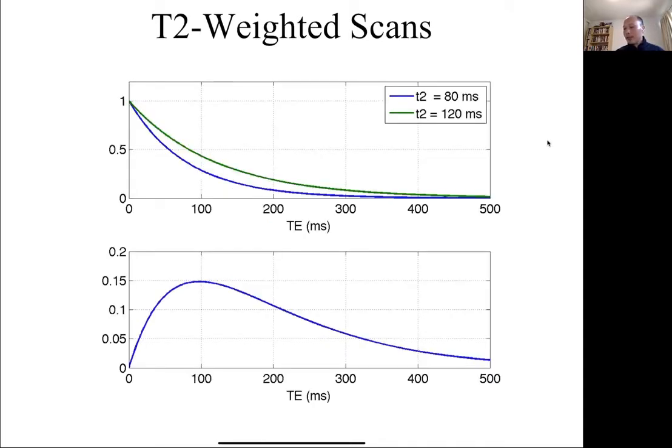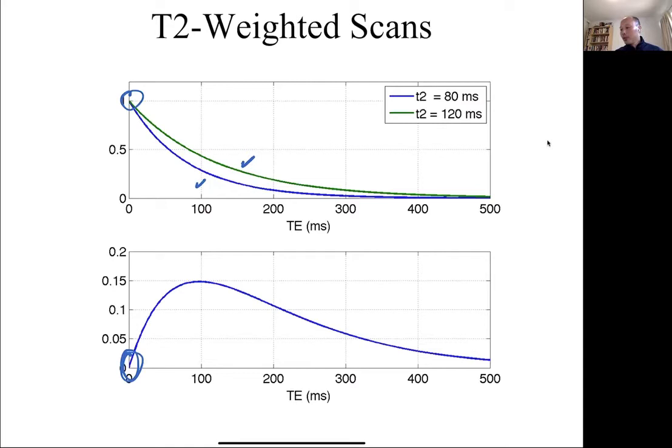So let's look at T2 contrast. So this is an example of T2 contrast where we have two T2 species, one at 80 milliseconds, which decays more quickly than the species at 120 milliseconds. Once again, if we image too quickly, if we make the TE too small, then neither has decayed very much. So when we look at the difference, it's also going to be very small.